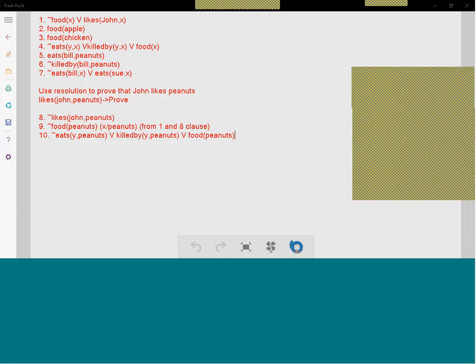So what we are doing here is placing x. Just a minute, I have written the opposite one: peanuts oblique x. Write it down like this. Peanuts oblique x means we are placing peanuts for x, and from 4 and 9 we are combining. This is the clause we are combining here. Does anyone have any question regarding the 10th statement?